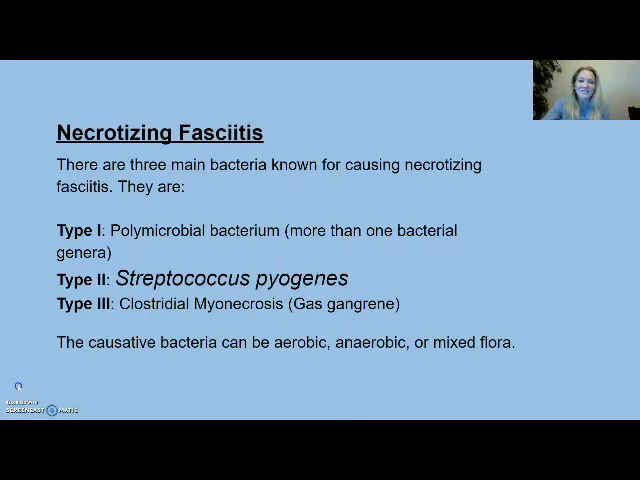So necrotizing fasciitis is caused by three main bacteria: polymicrobial bacteria, Streptococcus pyogenes, and Clostridial myonecrosis, which is also known as gas gangrene. These bacteria can be aerobic, anaerobic, or mixed flora.